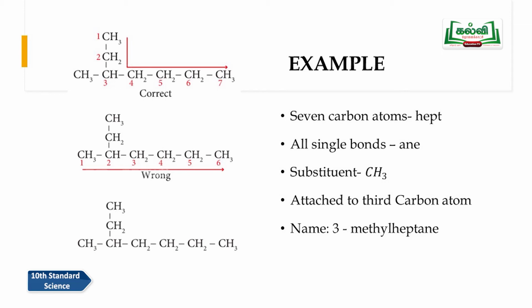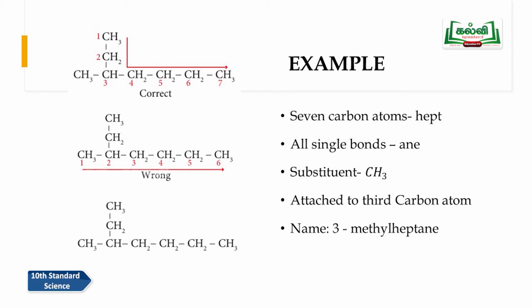So, the second way of numbering is wrong and the first way of numbering is correct. And you can also see here that the CH3 group is attached to the third carbon atom. The CH3 group is called the methyl group. So, the methyl group is attached to the third carbon atom.